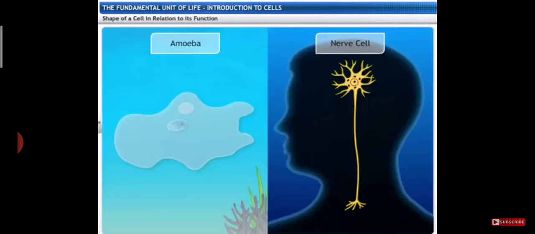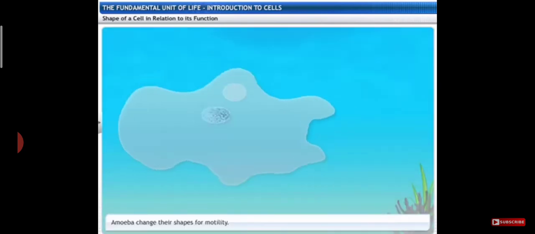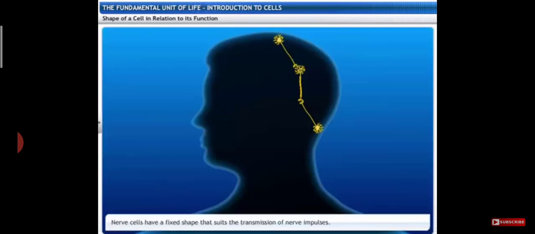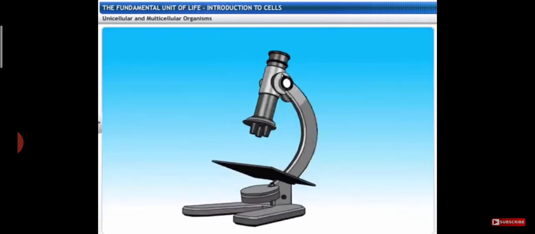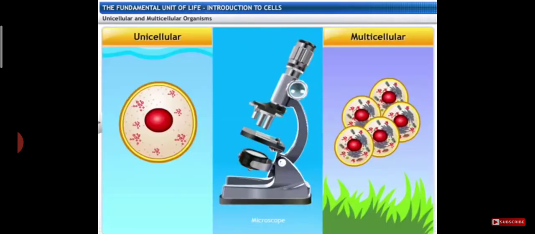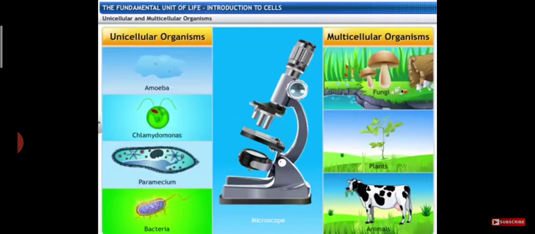The shape of a cell is related to the specific function it performs. Cells like amoeba change their shapes for motility. Cells like nerve cells have a fixed shape that suits their function of transmitting nerve impulses. The development of the microscope led to the discovery of single and multiple-celled organisms. Organisms like amoeba, chlamydomonas, paramecium.